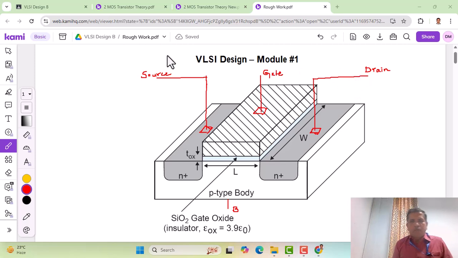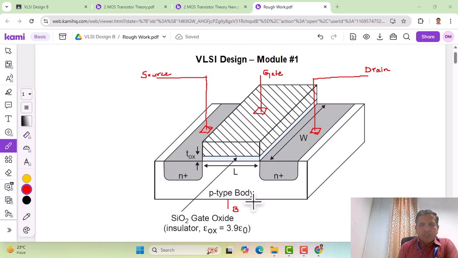Welcome to another video on VLSI design. In this video, we'll try to understand the relationship between the source, gate and drain voltages that are applied to the MOSFET. In the structure that we have shown here, this is the three-dimensional structure of the MOSFET.